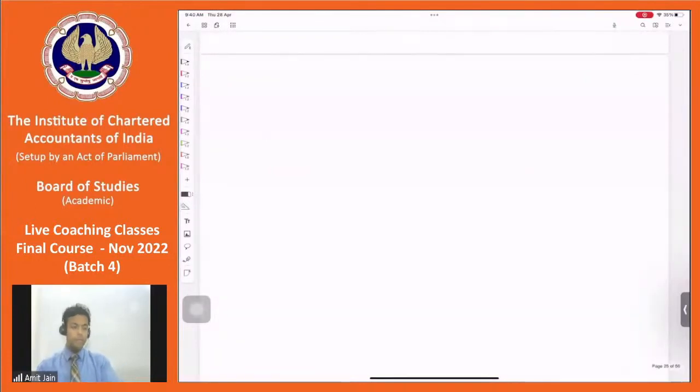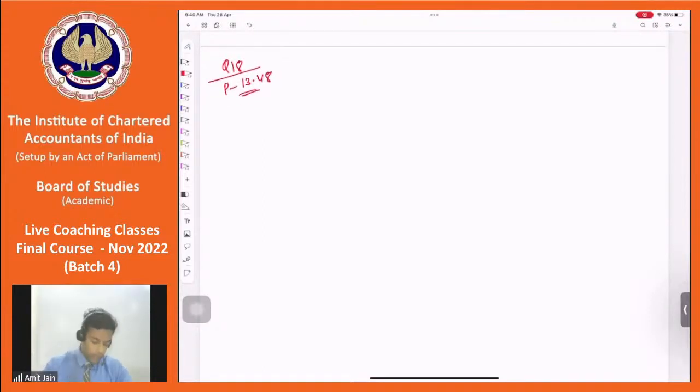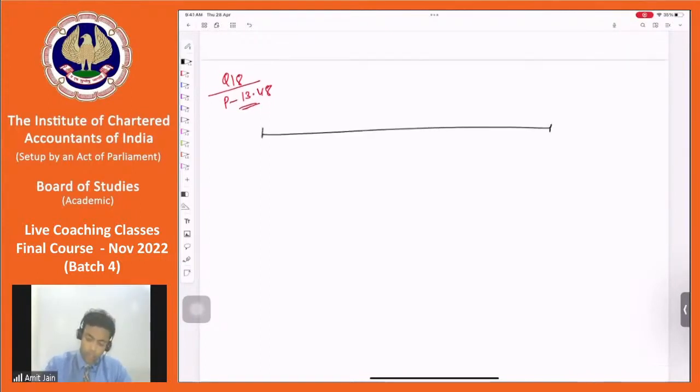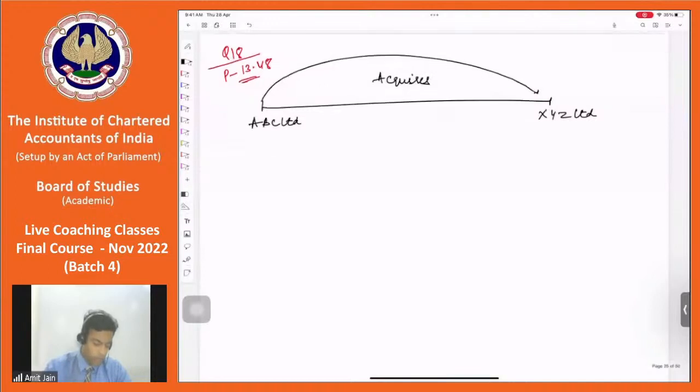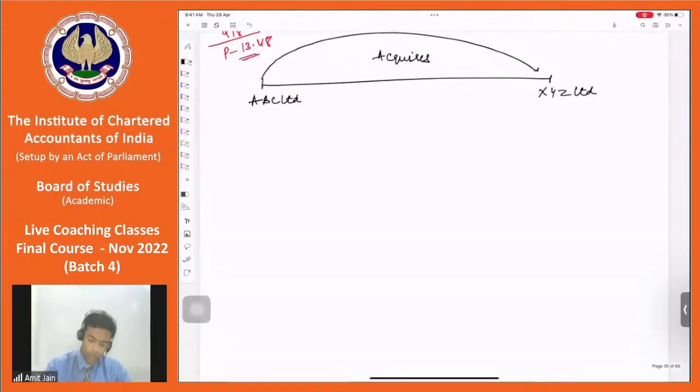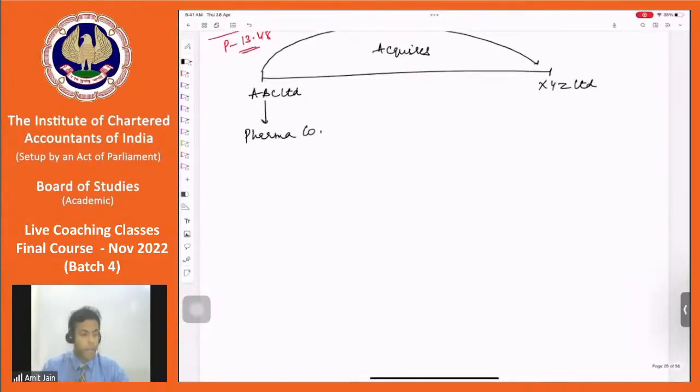Question number 18. Please read, guys. Question number 18, page 13.48. ABC Limited, a pharmaceutical group, acquires XYZ Limited. Correct? Pharma company.